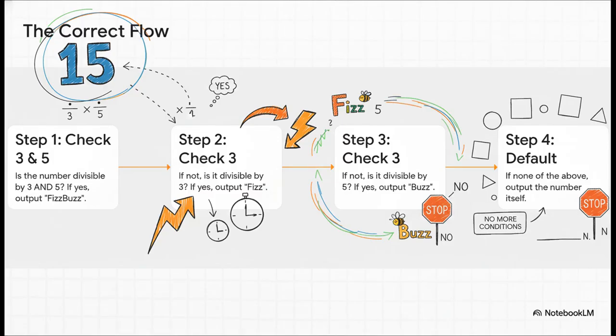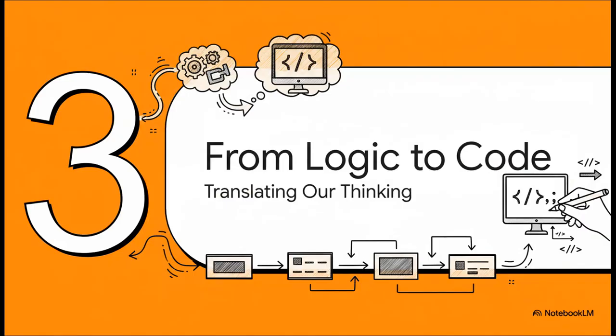So here's the trick. You have to check for the most specific condition first. That's FizzBuzz. Think about the number 15 for a second. It's divisible by 3, and it's divisible by 5. If your first question was, is it divisible by 3, you just say fizz and stop, and that's wrong. By checking for the combined FizzBuzz case first, you catch those special cases before you move on to the more general ones.